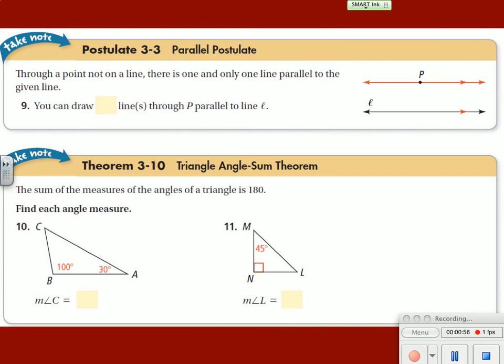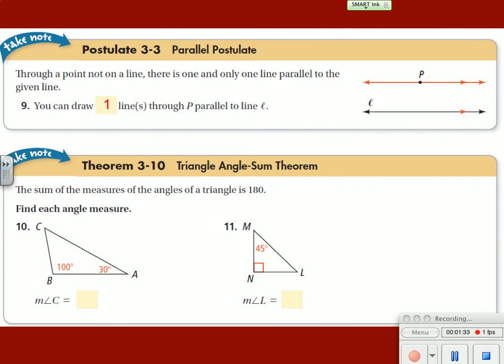All right, we're going to start the lesson with the parallel postulate. Another postulate, there's just so many to learn. You need to make sure you're writing them down in your theorem sheet and you're keeping track of them. Through a point not on a line, there is one and only one line parallel to the given line. So if I have a point P and another line L, there's only one line that goes through point P that will be parallel to L. So we can draw one line through P parallel to L.